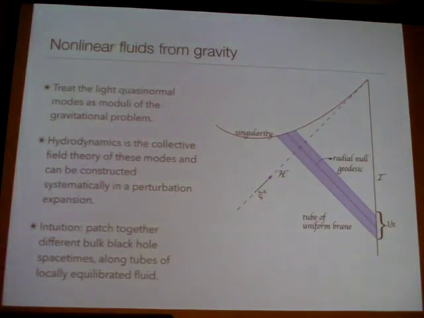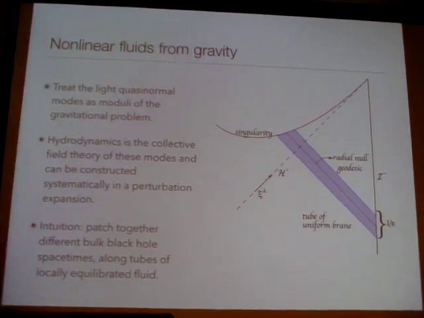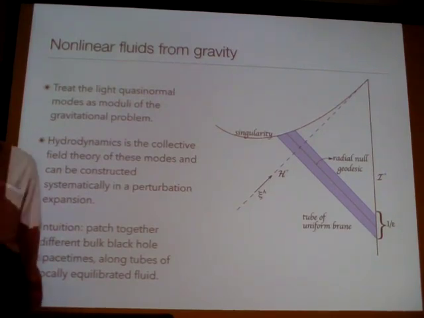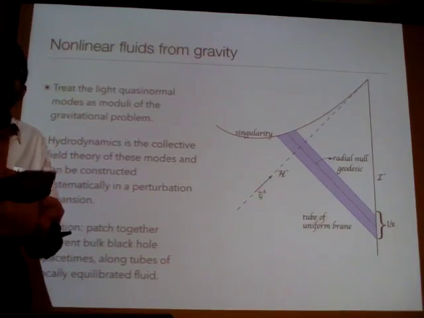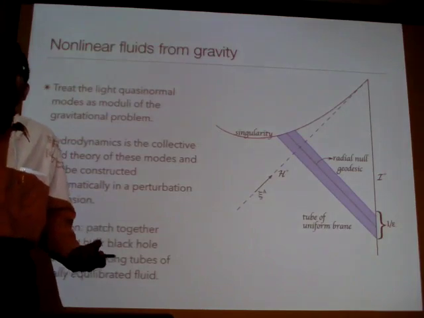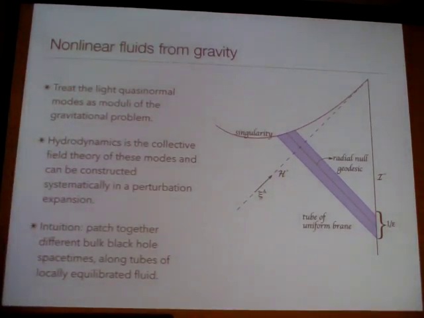And so our strategy was to mimic the picture of hydrodynamics very thoroughly in gravity. And so all we asked ourselves is, we have these light modes, we have these massless states of the theory. They are roughly like moduli. They're moduli in the sense that you can move in those directions, and they are the modes that you should keep in the low energy effective theory. What do you get if you make a collective theory of these modes? That theory should be hydrodynamics.